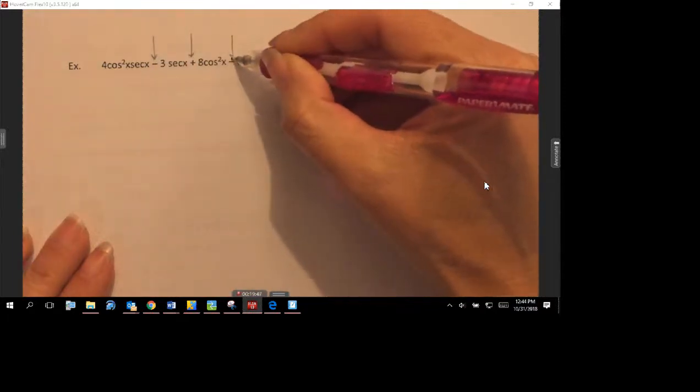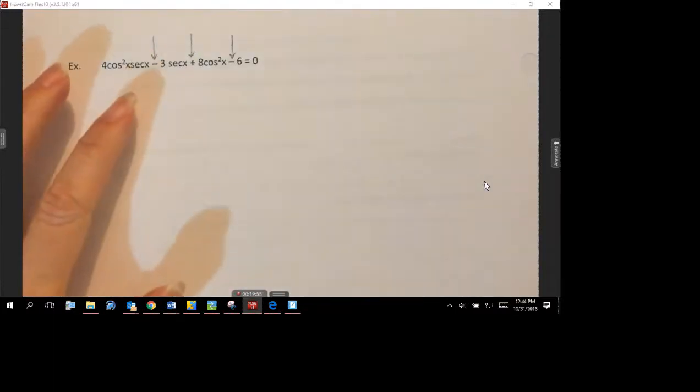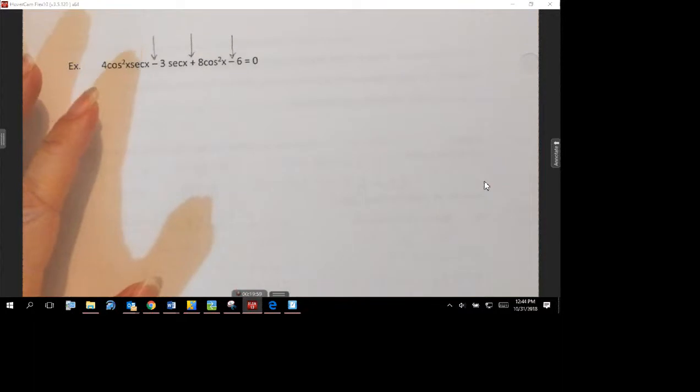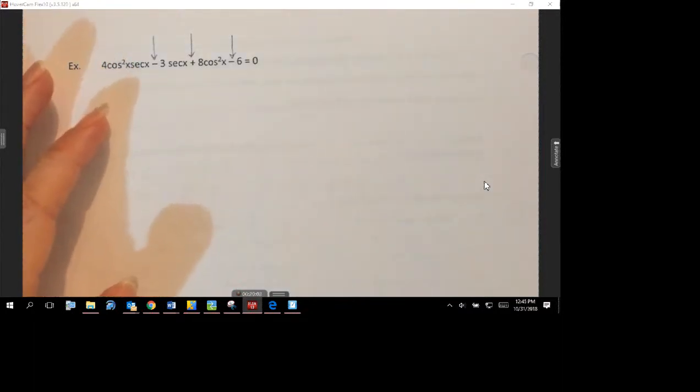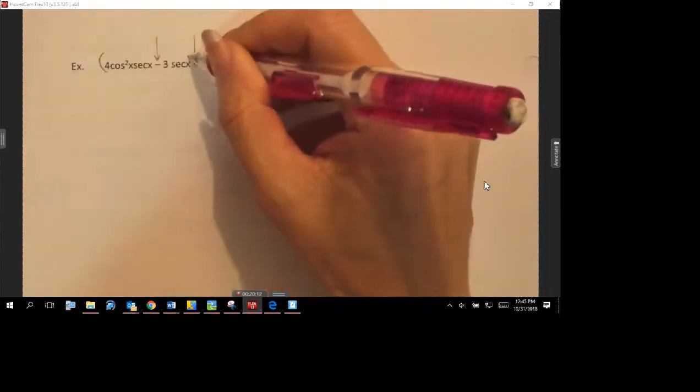Terms are separated by plus or minus signs. So if you look very carefully, there are 4 separate terms here. When we look at those 4 separate terms, is there a greatest common factor? No, not in all 4 terms. But there are some greatest common factors if we group it.